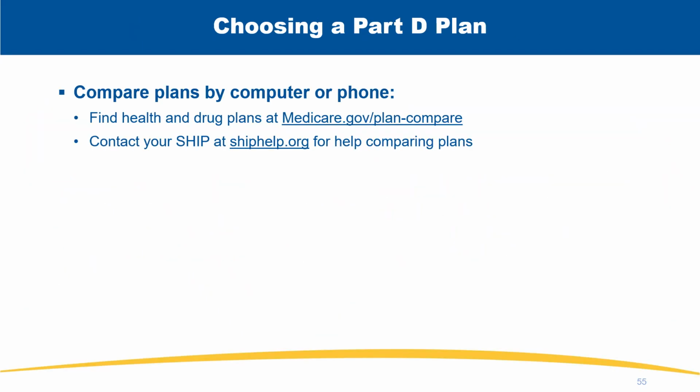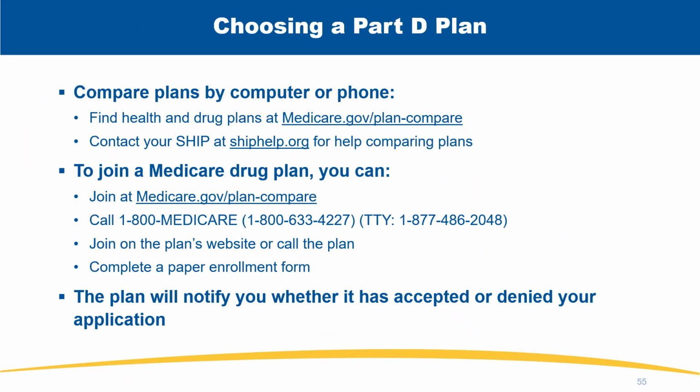Choosing a Part D plan. Compare plans by computer or phone. Find health and drug plans at Medicare.gov. Also, you can contact your local SHIP, which is us, State Health Insurance Program. To join a Medicare drug plan, you can join online, call 1-800-MEDICARE, join on the plan's website or call the plan, or complete a paper enrollment form. The plan will notify you whether it has accepted or denied your application.